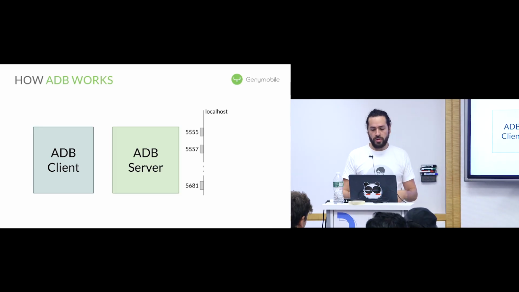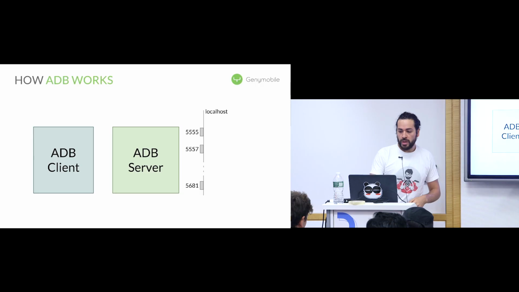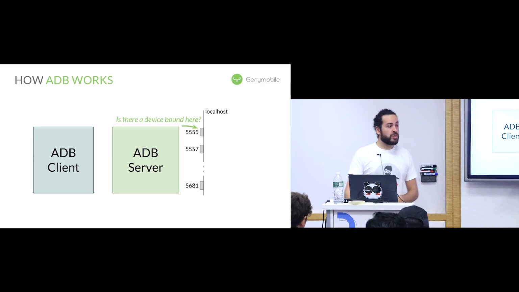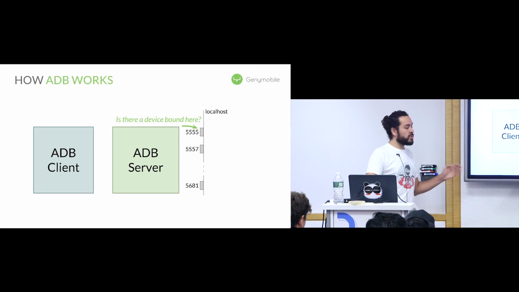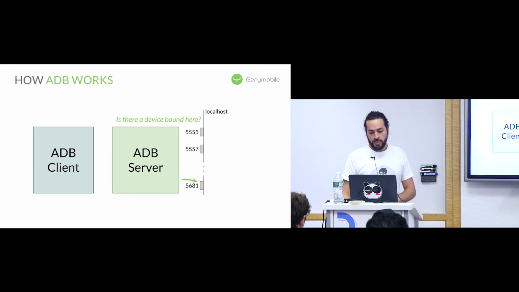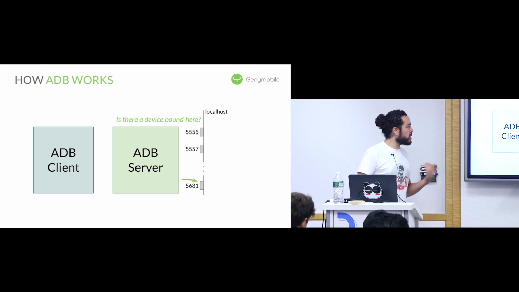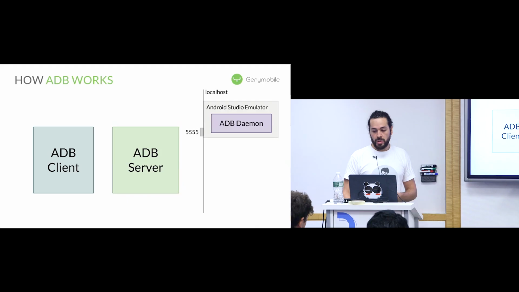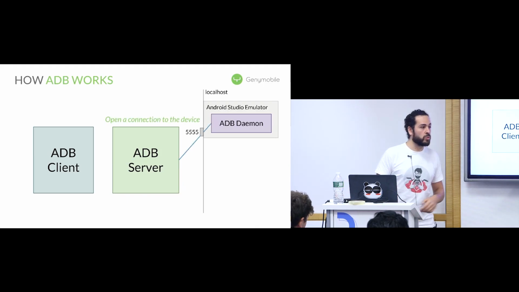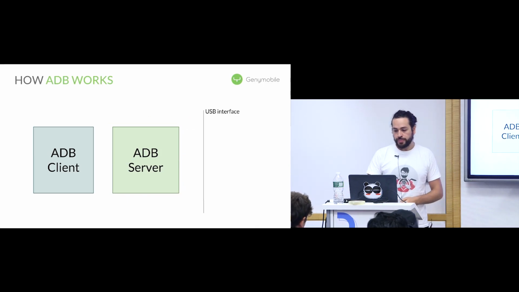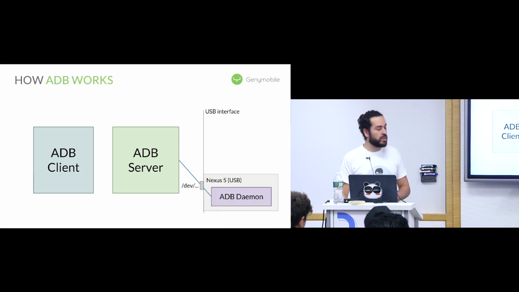It's for another TCP connection. So it will check if there is a device on this port, and then the next one, and the next one, and so on. And when he gets a device, he will establish a connection to it. And we will see how later. That's the same for the USB interface.